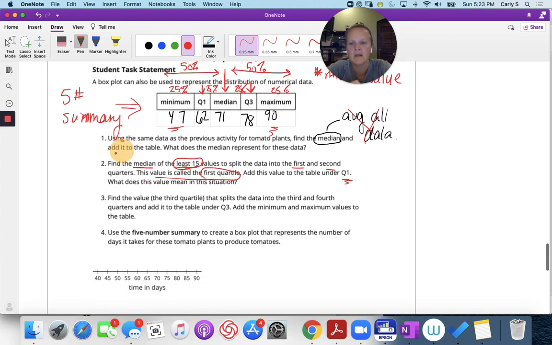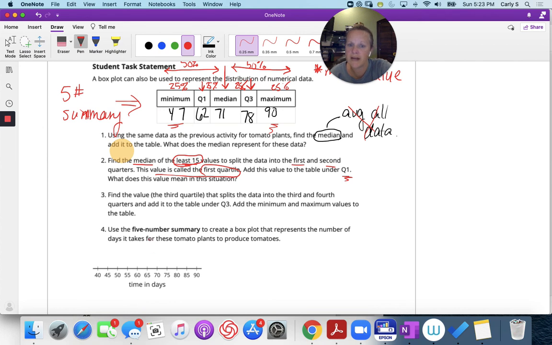Okay, use the 5-number summary to create a box plot that represents the number of days it takes these plants to produce tomatoes. So we want our median, Q1 at 62, Q3 at 78. That's our box. That box represents the middle 50%.